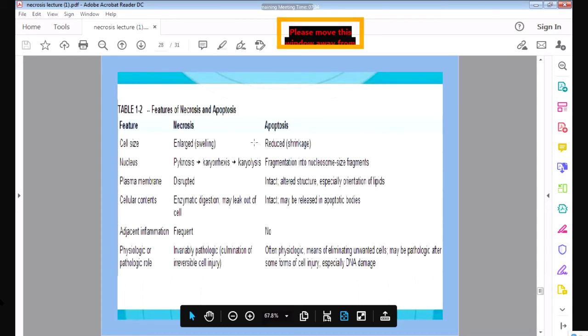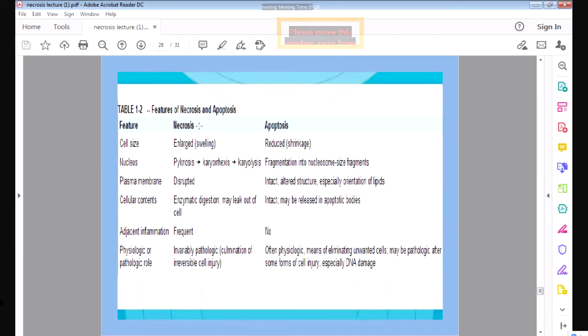So these are the features of necrosis and apoptosis. Apoptosis will be covered in the next lecture. I will just explain the differences between necrosis and apoptosis. Both are cell death only. In both the cell dies, but in necrosis the cell dies due to injury, and in apoptosis the cell kills itself. That is suicide. The cell kills itself. Apoptosis.